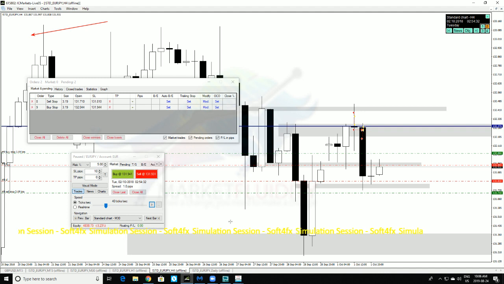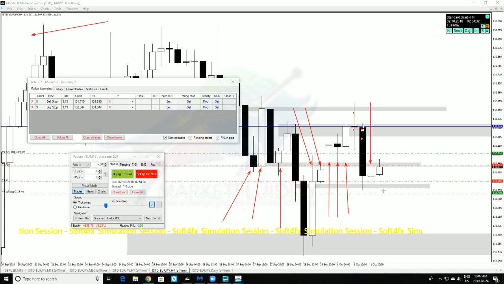okay, let's start from the left. Support, support, support, right? Price rejected it. And then resistance, resistance, right? And then support, support, support, because look, the candles are rejecting. And then resistance, and this could be possible resistance.